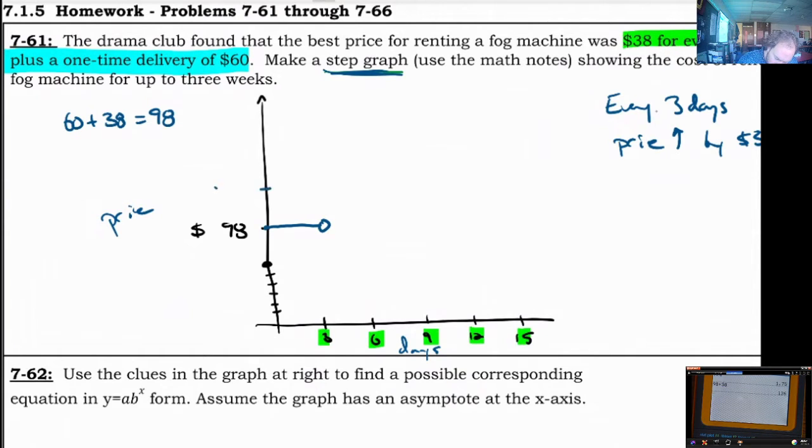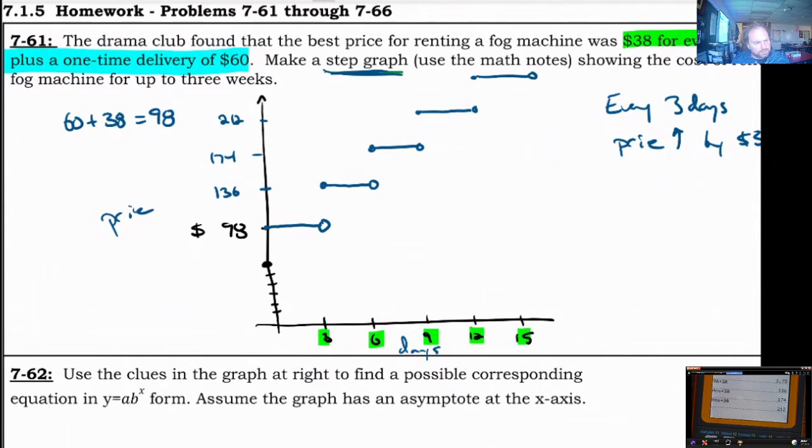You can see I started to label this with an even amount, but I just kind of abandoned it after a while. The y-axis kind of has its own thing going on. So the next 3 days, it's going to be $136. Add another 38 to that, and you're at 174. And so on. You see the pattern develop right there. Every time you add another 3 days on, you go up by another $38, and your graph kind of looks like that. There you go. We'll do up for 3 weeks, I suppose. Actually, up to 3 weeks would be 21 days, but I'm going to stop because I don't care.